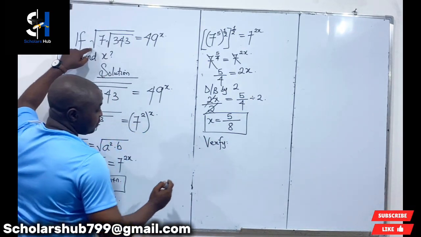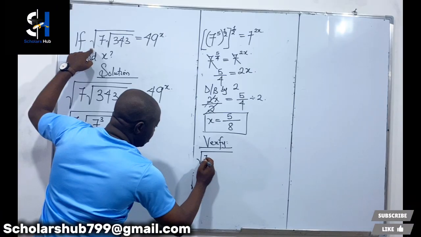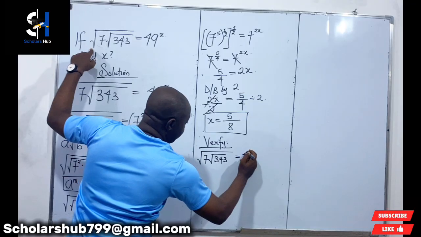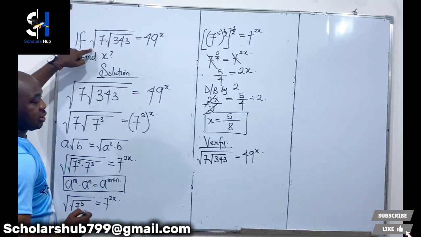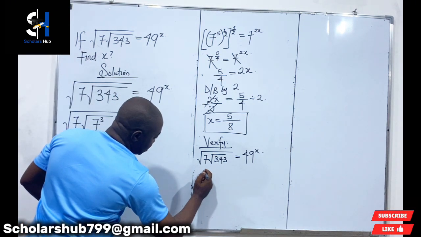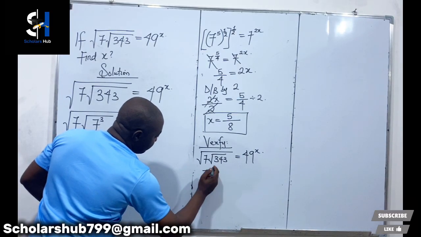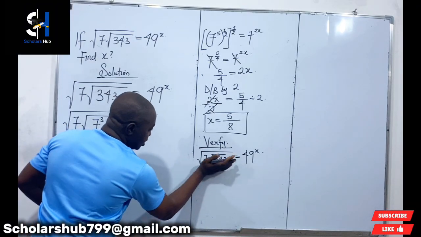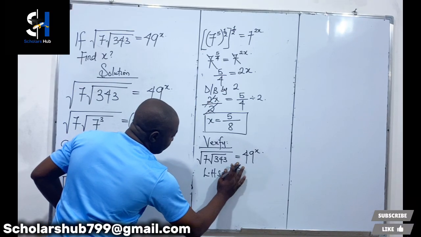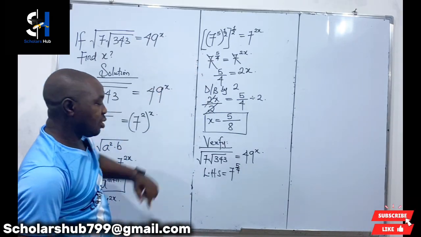Now, let's verify our answer. This is what we are given. We are given radical 7 multiplied by root 343, which equals 49 raised to the power of x. And everything here is the same thing as 7 raised to the power of 5 over 4. That is, the left hand side equals 7 raised to the power of 5 over 4, which is what we got here, 7 raised to the power of 5 over 4.